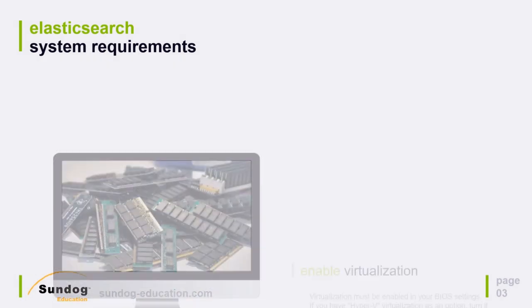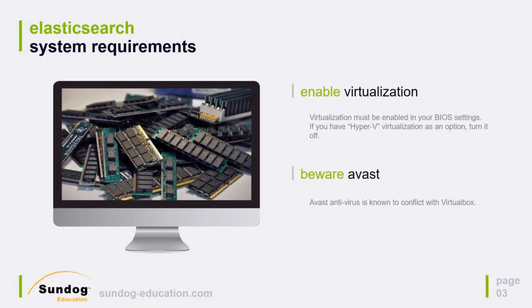Talk about system requirements really briefly. Pretty much any PC should be able to handle this. You don't need a ton of resources for Elasticsearch. If you do run into trouble, however, make sure that you have virtualization enabled in your BIOS settings on your PC. And specifically make sure that Hyper-V virtualization is off if that is an option in your BIOS. You can just go through these steps and see if you run into trouble, and these are basically troubleshooting steps.